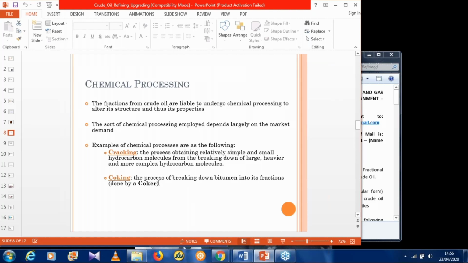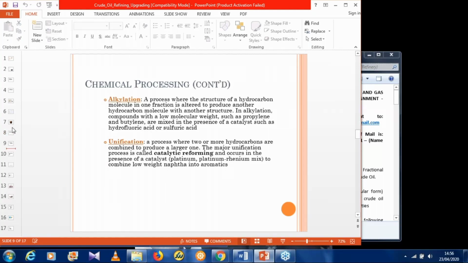Okay, then coking is the process of breaking down bitumen. When it is bitumen in particular that is being broken down or cracked, then that process is called coking, and it is done by a coker. That's what we use in conducting coking. Now cracking in itself, we have two types of cracking. We have thermal cracking and catalytic cracking. All right. Thermal cracking is where you make use of temperature, that is heat, in breaking down those large components.